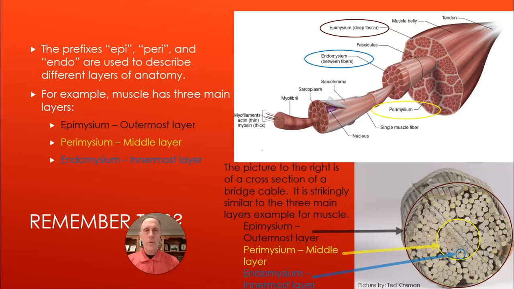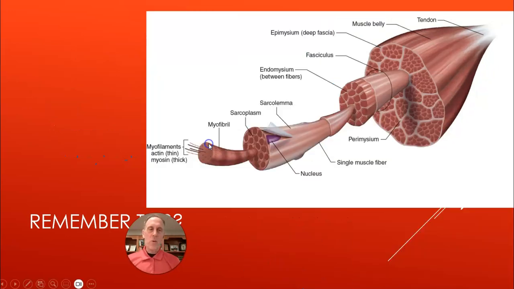We saw this earlier, and we saw the epi, peri, and endo. If you remember, the epi was the EpiPen, and the epimysium is the outermost layer, and we had to compare and contrast between the muscle belly and a bridge cable. We looked at the epimysium being the outermost layer up here. And then you have the fasciculus itself being held together by the perimysium first, sorry, and then the endomysium. To me, it was kind of a striking comparison between the bridge cable and our muscle.